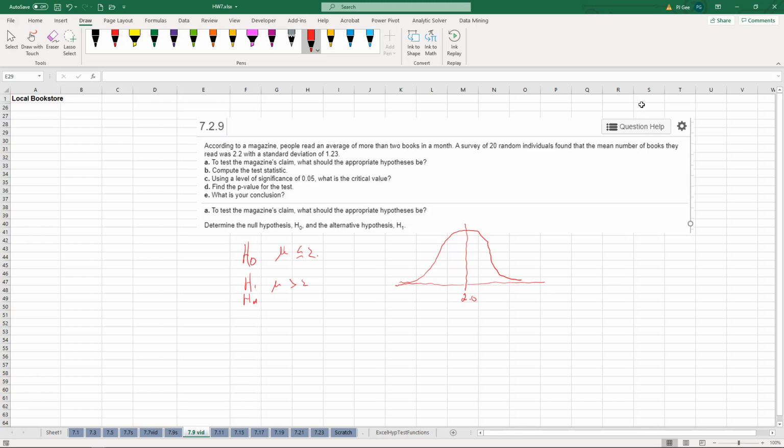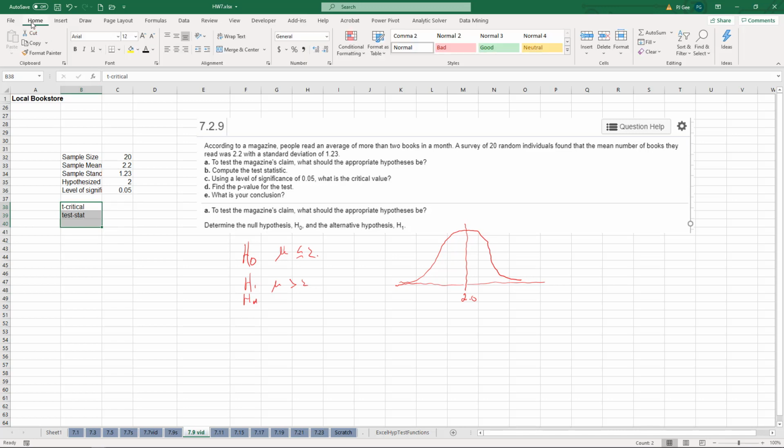Okay, so I want to drop in some of the interesting parts to this. I'm going to create a little key here of the key data. So we are going to end up with T critical, not Z critical here. T critical, we'll figure that out. We're going to need the test statistic, which for this problem is going to be using the T distribution. And then finally, we're going to figure out what the p-value is.